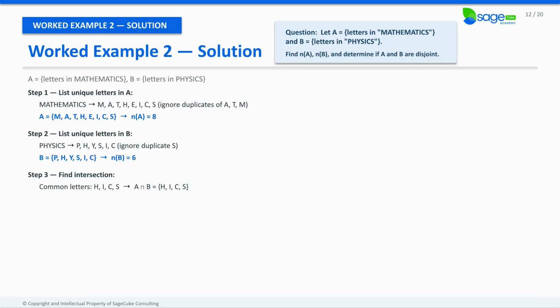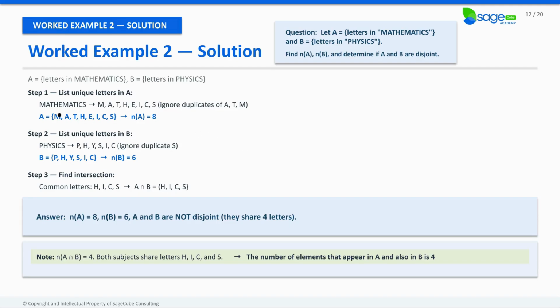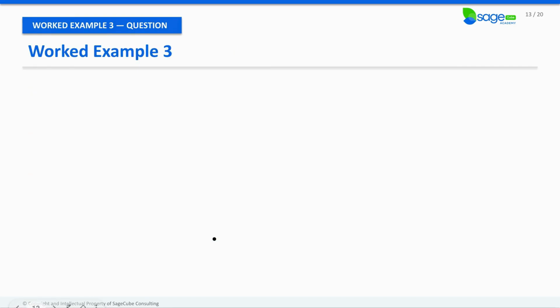So that's it right here. We see the set for A, mathematics, and that for B, physics. Remember, physics, we don't repeat, okay? We are ignoring the duplicates. So we see what they have in common, all right? Let's look at worked out example 3.